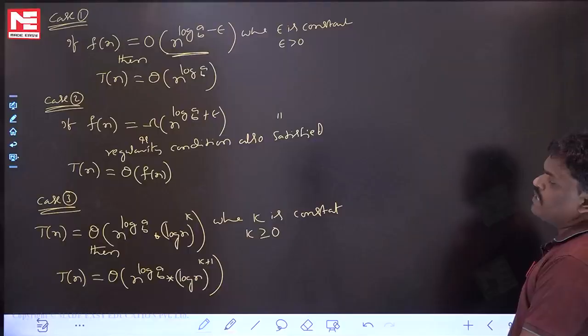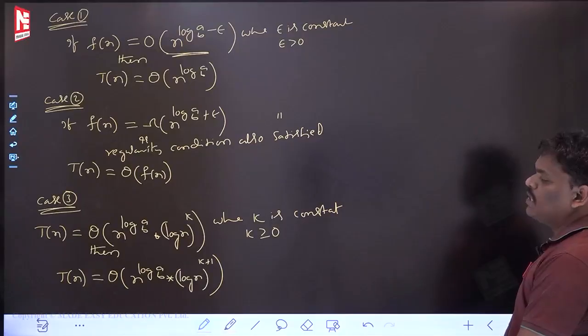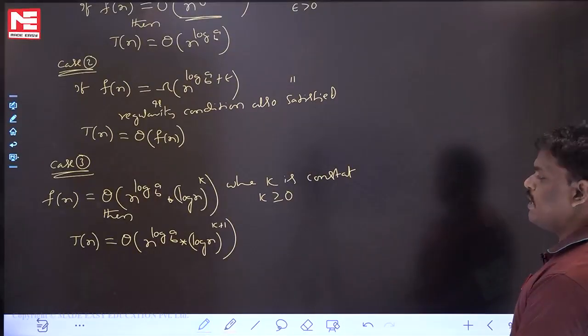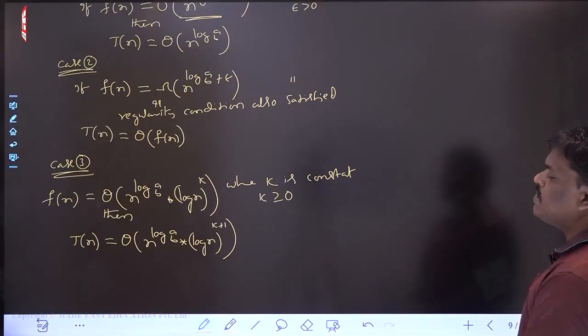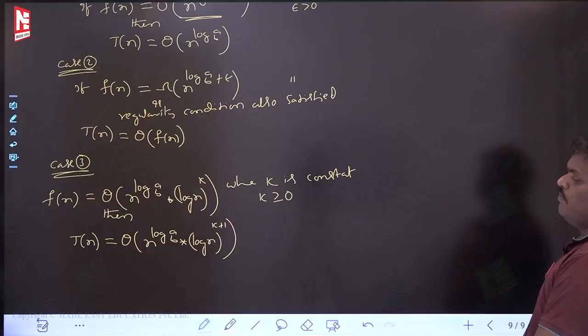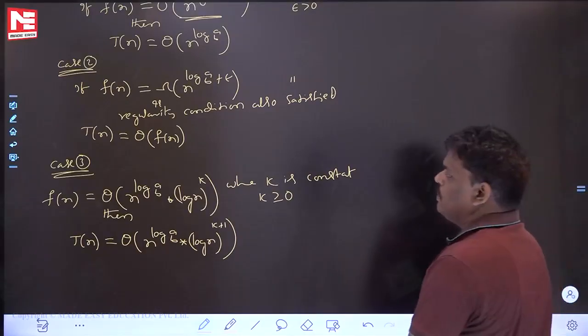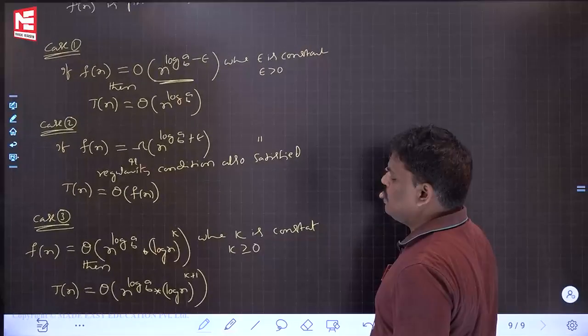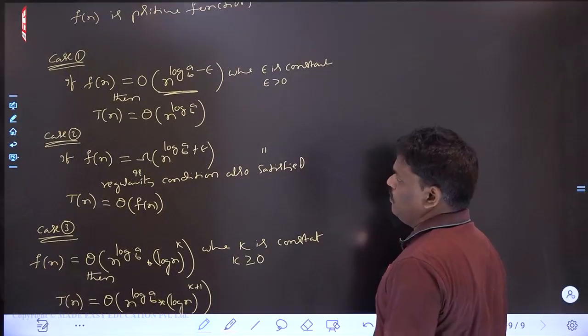Case 2, the left side is bigger, that will be the answer. Case 3, both are equal. Then take the right-hand side. Just take the right side one, where k is there, and write the answer as k plus 1. That's it. So I think the master theorem is simply 3 cases. Master theorem is simply 3 cases, please be careful.